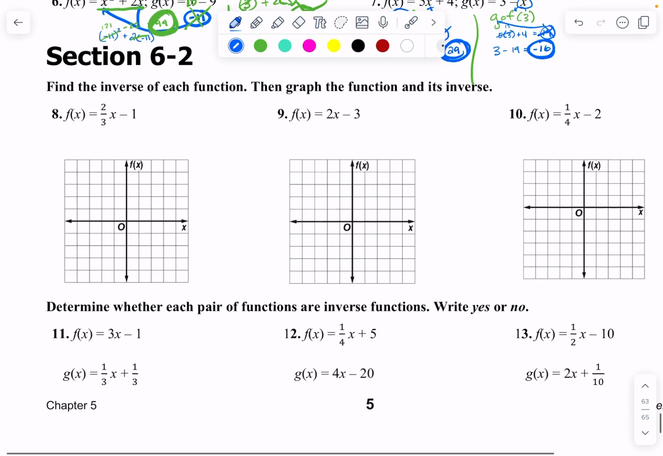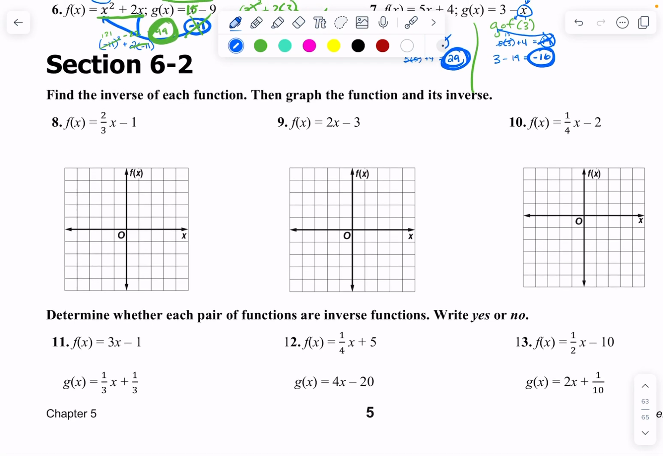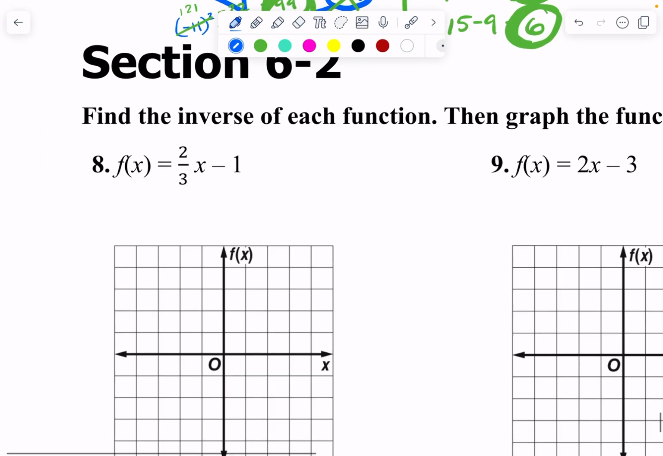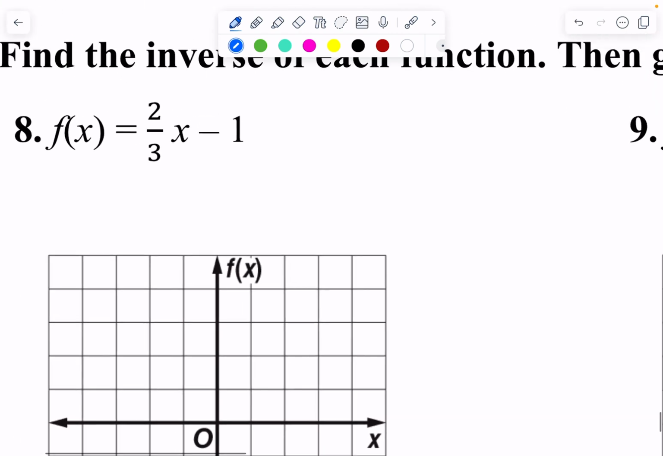All right, all right. Oh, heavens. All right, find the inverse of each function, then graph the function and its inverse, okay?